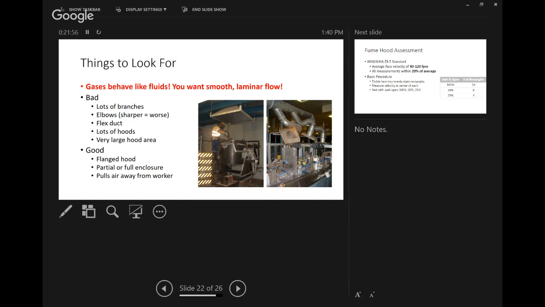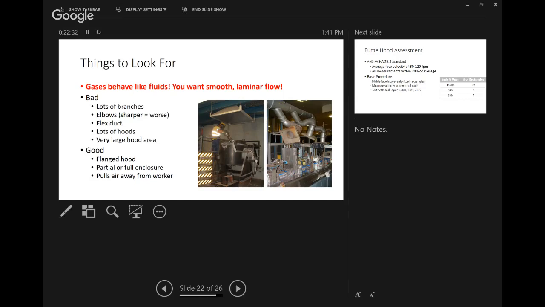Flex duct is convenient, but all those ridges make it hard for there to be nice, smooth flow. Lots of hoods, especially if they're put in after the fact, that's bad. And sometimes people think bigger is better, so they'll want to have a massive hood, like a face, but that's not always better. Just like when you put your finger on the hose, you want to increase the velocity so you can at least capture the stuff. And so a lot of times smaller is better.